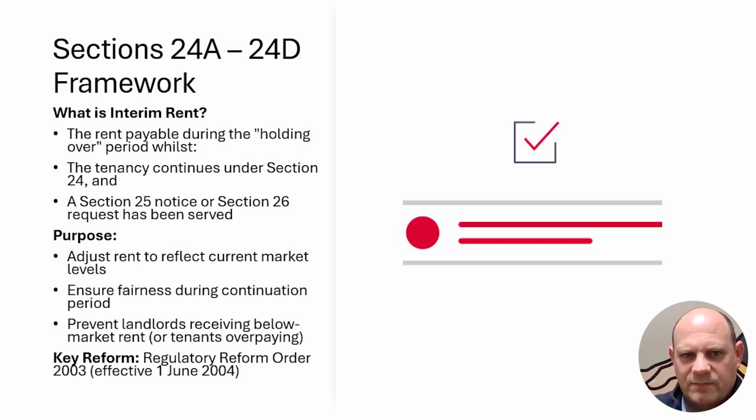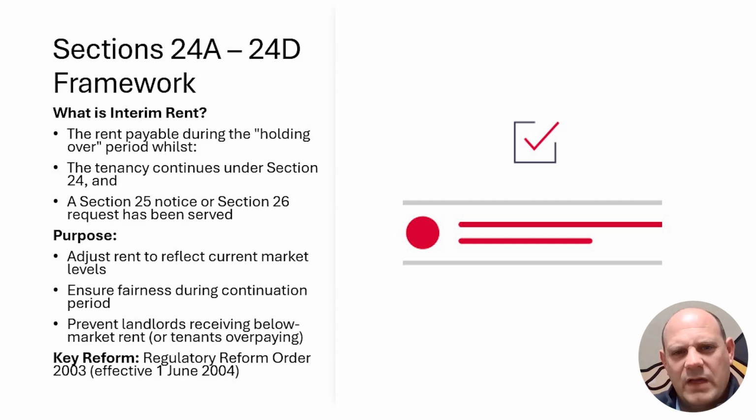The rent specified in the original lease may have been agreed years ago and may now be significantly below, or occasionally above, current market levels. Should the tenant continue paying this outdated rent during the holding over period? The answer is that either party can apply to the court for an interim rent determination. This allows the rent to be adjusted to reflect current market conditions during the continuation period.